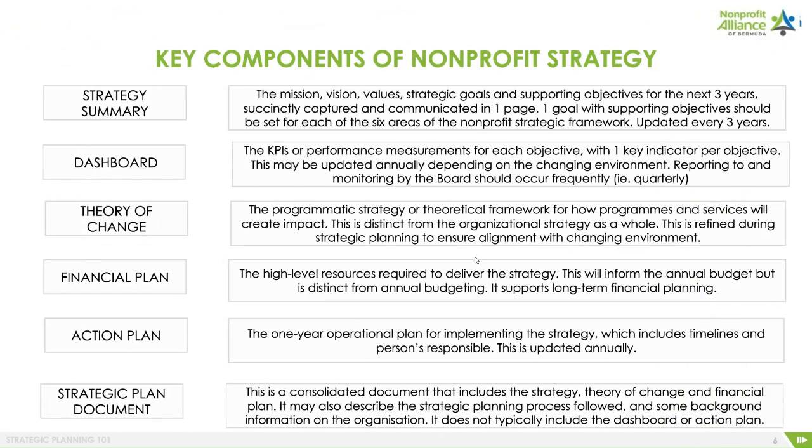Now let's look at some other key components of nonprofit strategy. Your strategy or executive summary should include the mission, vision, values, strategic goals, and supporting objectives for the next 3 years. It should succinctly capture and communicate in one page. One goal with supporting objectives should be set for each of the 6 areas of the nonprofit strategic framework found in the flywheel, and it should be updated every 3 years. Your dashboard should have KPIs or performance measurements for each objective, with one key indicator per objective at least. This may be updated also annually depending on the changing environment.